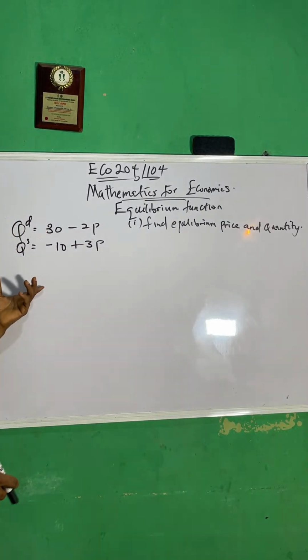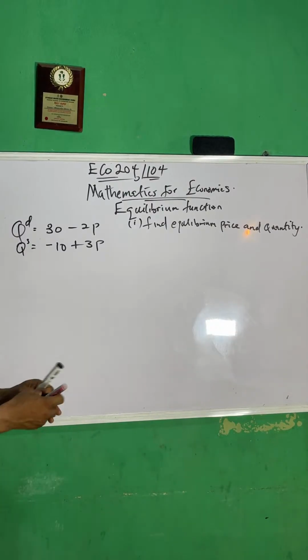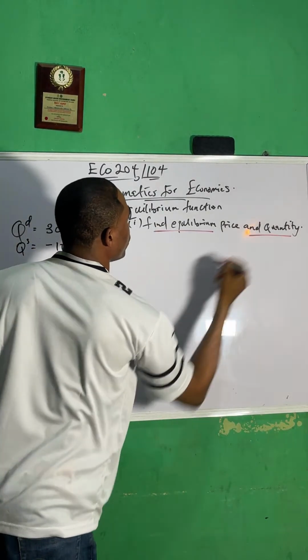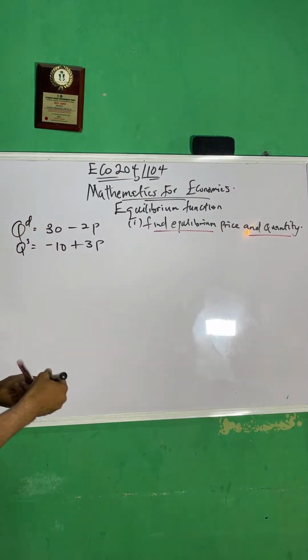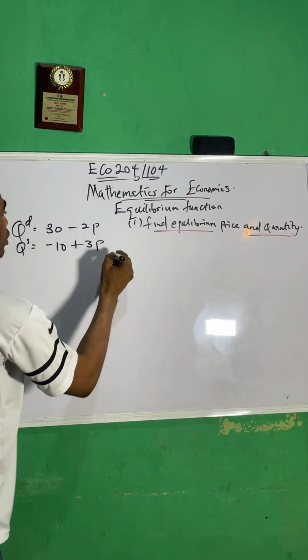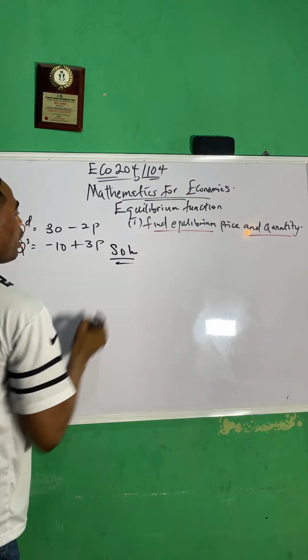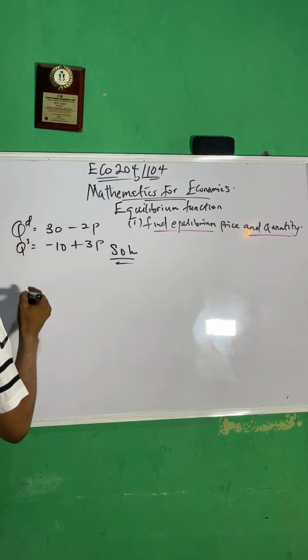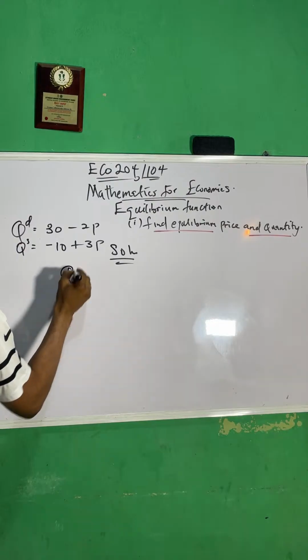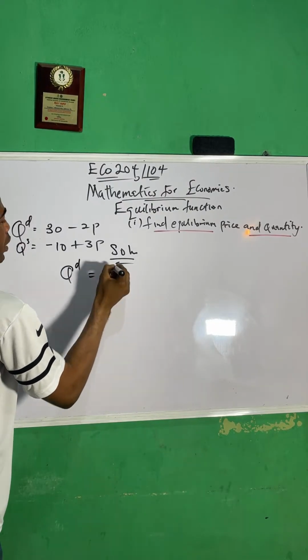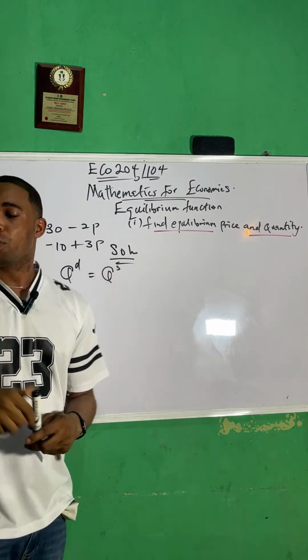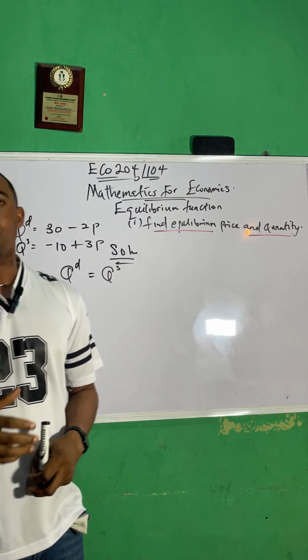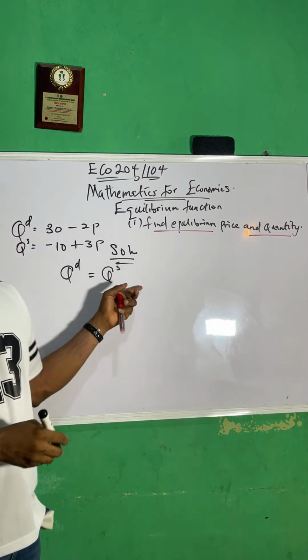If you have a question like this, and what the question says is to find your equilibrium price and quantity, to determine the equilibrium price and equilibrium quantity, the condition for equilibrium is what you are going to use to solve this question. So if I want to solve this question, I'm going to apply the condition for equilibrium. Then what's the condition for equilibrium? The condition for equilibrium states that QD equals QS. That is, for equilibrium condition, we have the quantity demanded equals the quantity supplied.